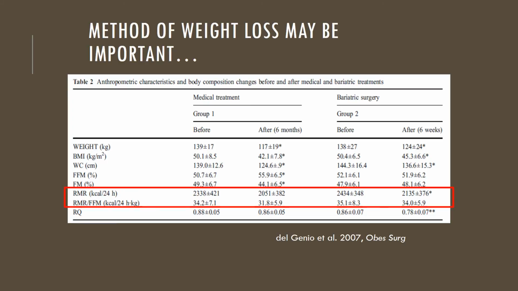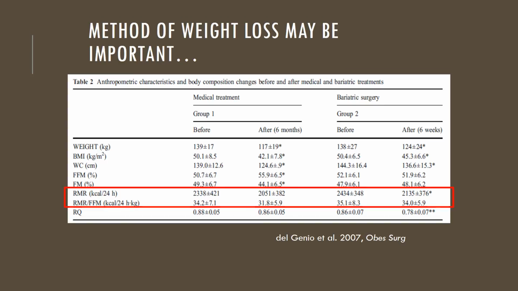So this study looked at 2 different types of weight loss: a medical treatment, which involved exercise and dieting, and a group that lost weight by bariatric surgery. I've highlighted the parts I want you to focus on in red. So look at the metabolic rate. In group 1, the medical treatment group, the metabolic rate before the weight loss was about 2,300 calories. That's how many calories they were burning in a 24-hour period. After 6 months, it was down to 2,051. So it did drop off, but that difference is not statistically significant.